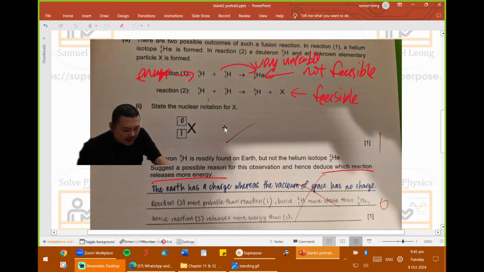Wait, let me see first. No, no, no. I'm looking at their mark scheme.